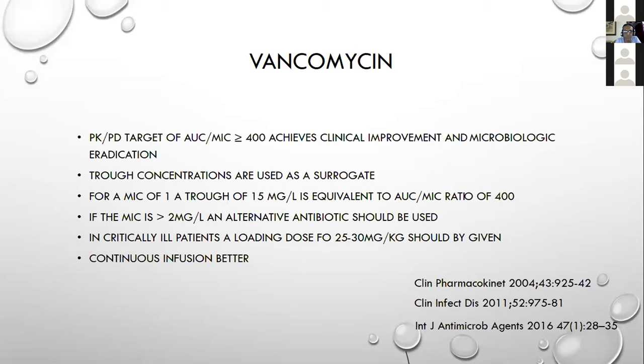If you know your MIC, then you target your trough level of 15, and ideally you can even go up to 20 now. And if your MIC is more than 2, then you must look for an alternative antibiotic, be it linezolid or teicoplanin or some of the other newer generation agents, if it's a gram positive organism or MRSA that you're dealing with.